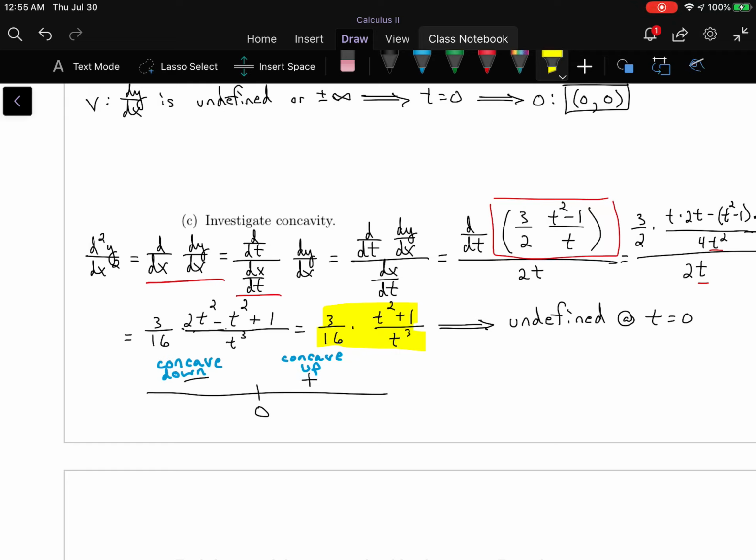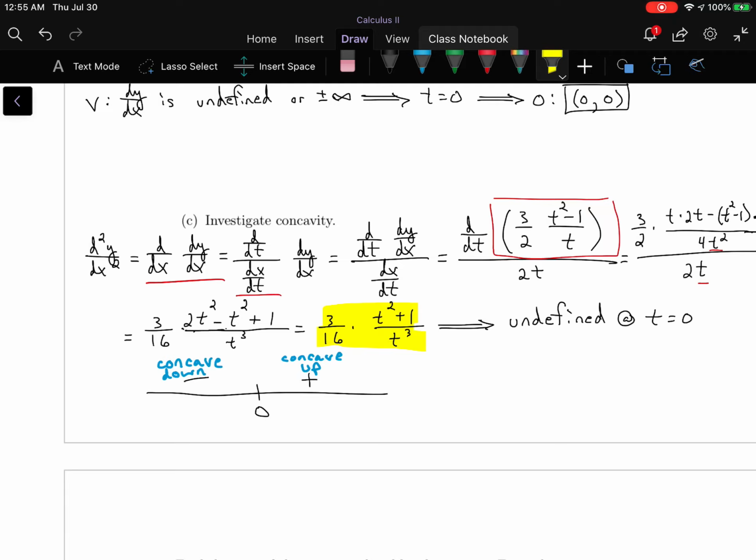And we want to know, when is this 0 or undefined? It's never going to be 0, at least not for real numbers, because t squared plus 1 is only going to be 0 for imaginary numbers, and we don't care about imaginary numbers here. But it is undefined when the denominator is 0, and that's going to be at t equals 0.